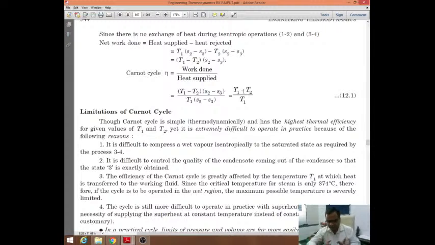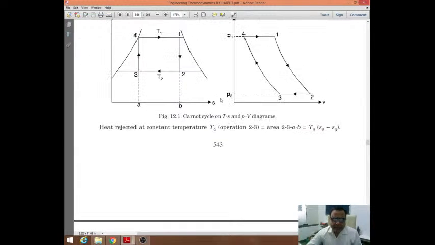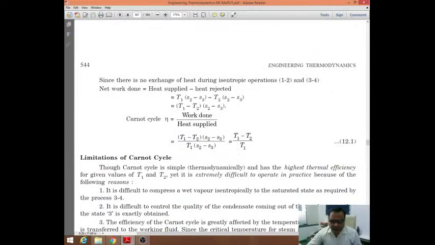It means, in other words, when we are adding the heat, where are we adding the heat? We are adding the heat into the boiler, that is during the process 4 to 1. This heat addition process shall be taking place at highest temperature and the heat rejection shall be taking place at lowest temperature. These two principles are giving us the idea about the efficiency of the Carnot cycle.